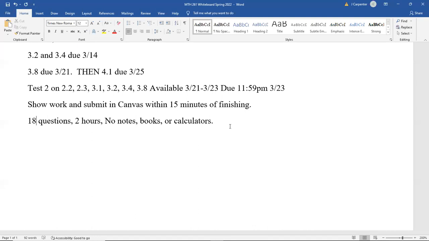This is going to work the same as last time. You're going to have to show all your work and submit it in Canvas within 15 minutes of finishing. No notes, no books, no calculators. This is going to be an 18-question test. Some of the questions are a little longer, so I'm giving you 2 fewer questions on this one. Still 2 hours. Still 1 attempt. Make sure you show as much work as possible, and then you can email me and say, hey, Mr. Beckner, check out questions 1, 3, 5, 9, whatever. I think I deserve some partial credit, and then I can give you partial credit based on that.